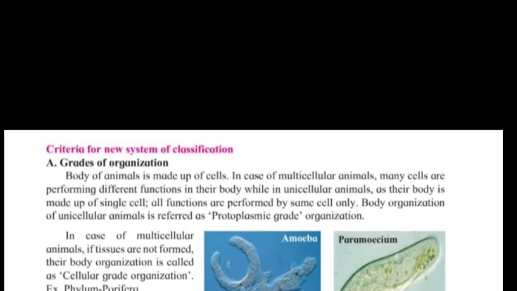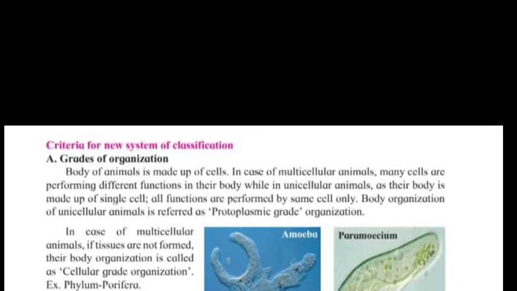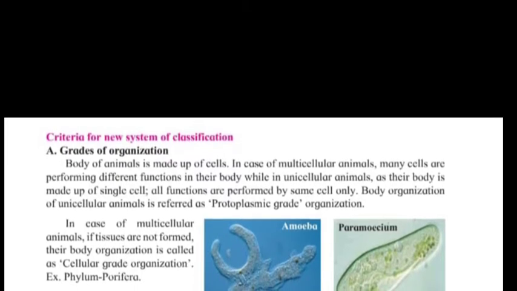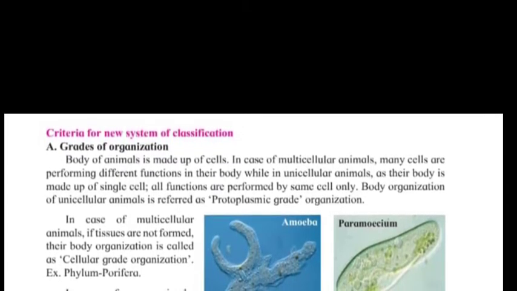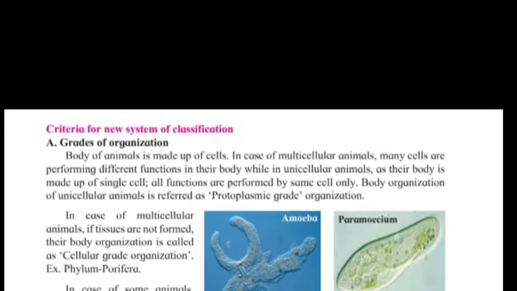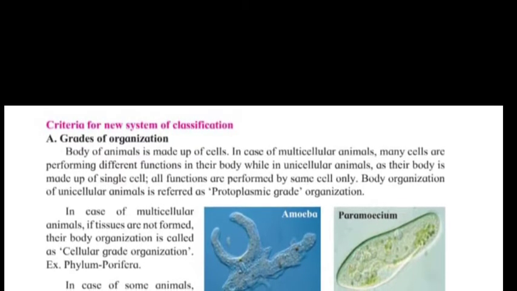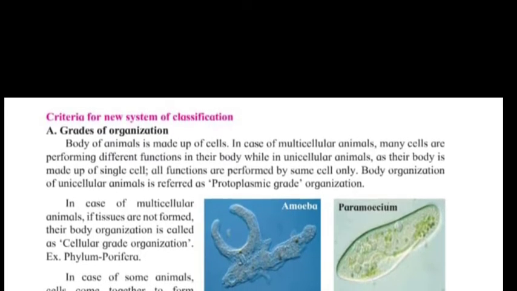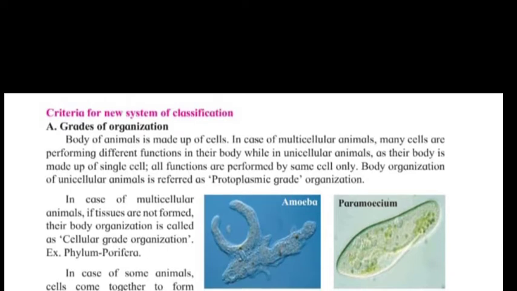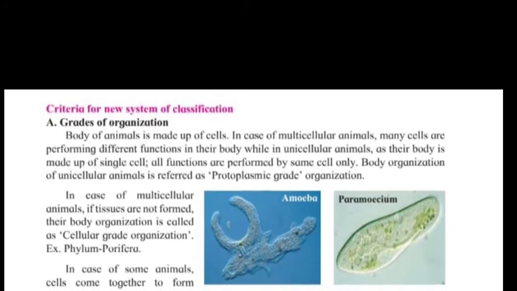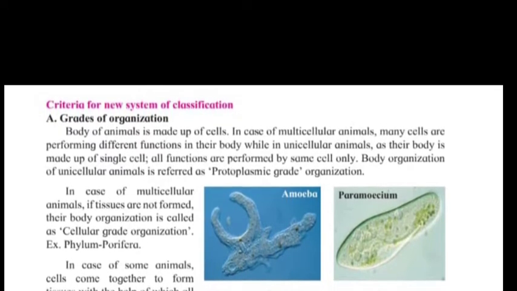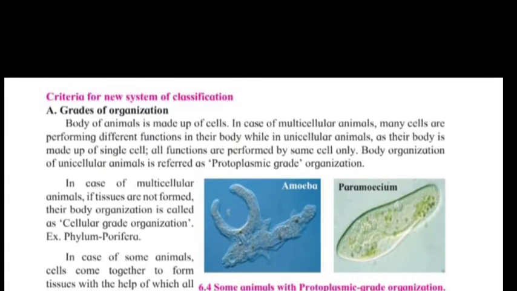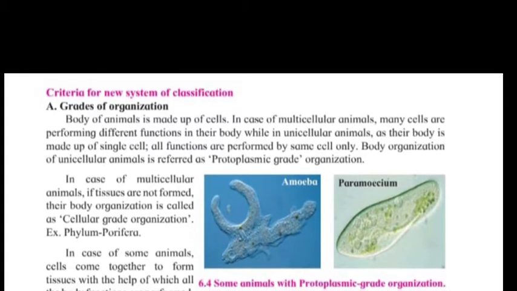In multicellular animals, many cells perform different functions in their body, while in unicellular animals, as their body is made up of a single cell, all the functions are performed by the same cell only. You know students, in multicellular animals, due to the presence of many cells, each and every cell performs a different kind of function, but in unicellular only a single cell is present. Because of the single cell, it has to perform various works by itself.